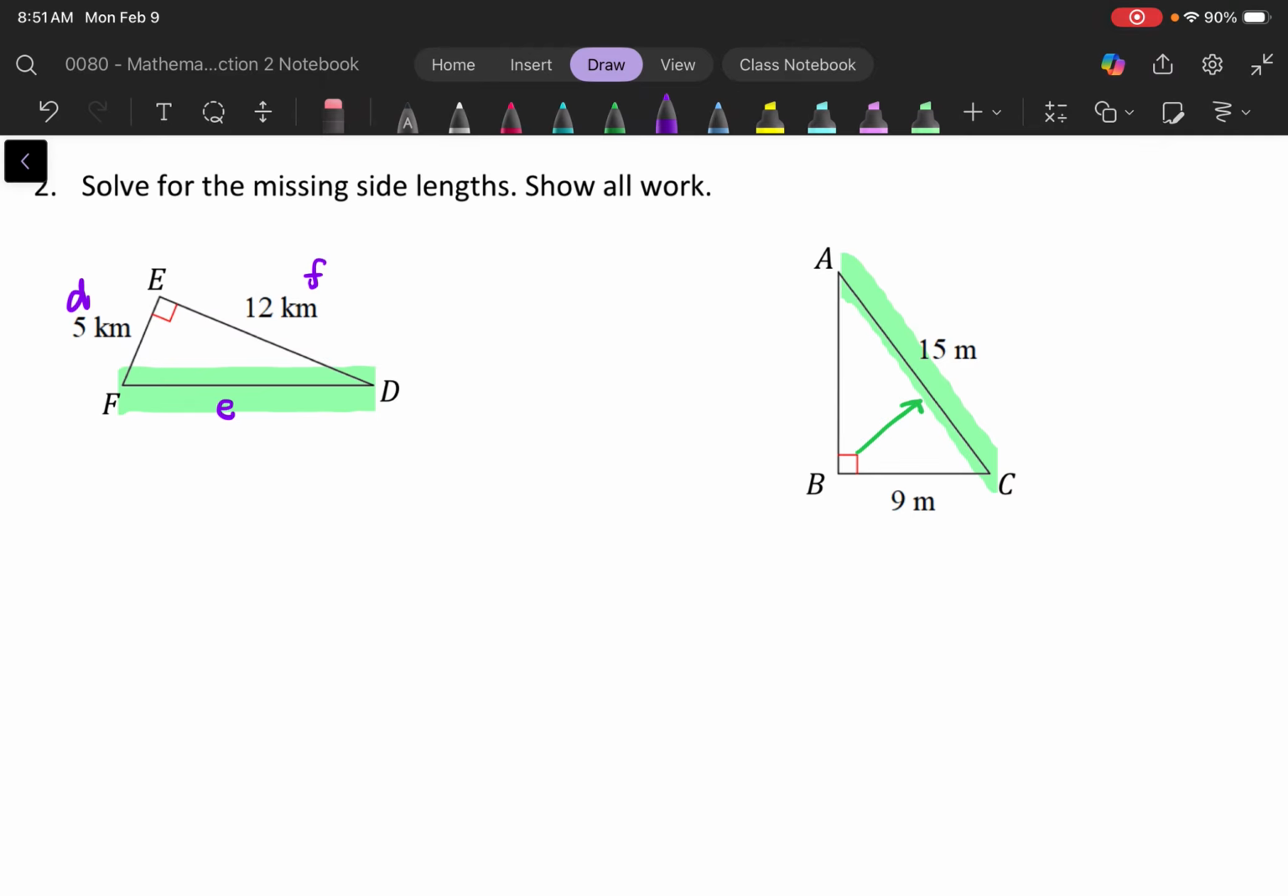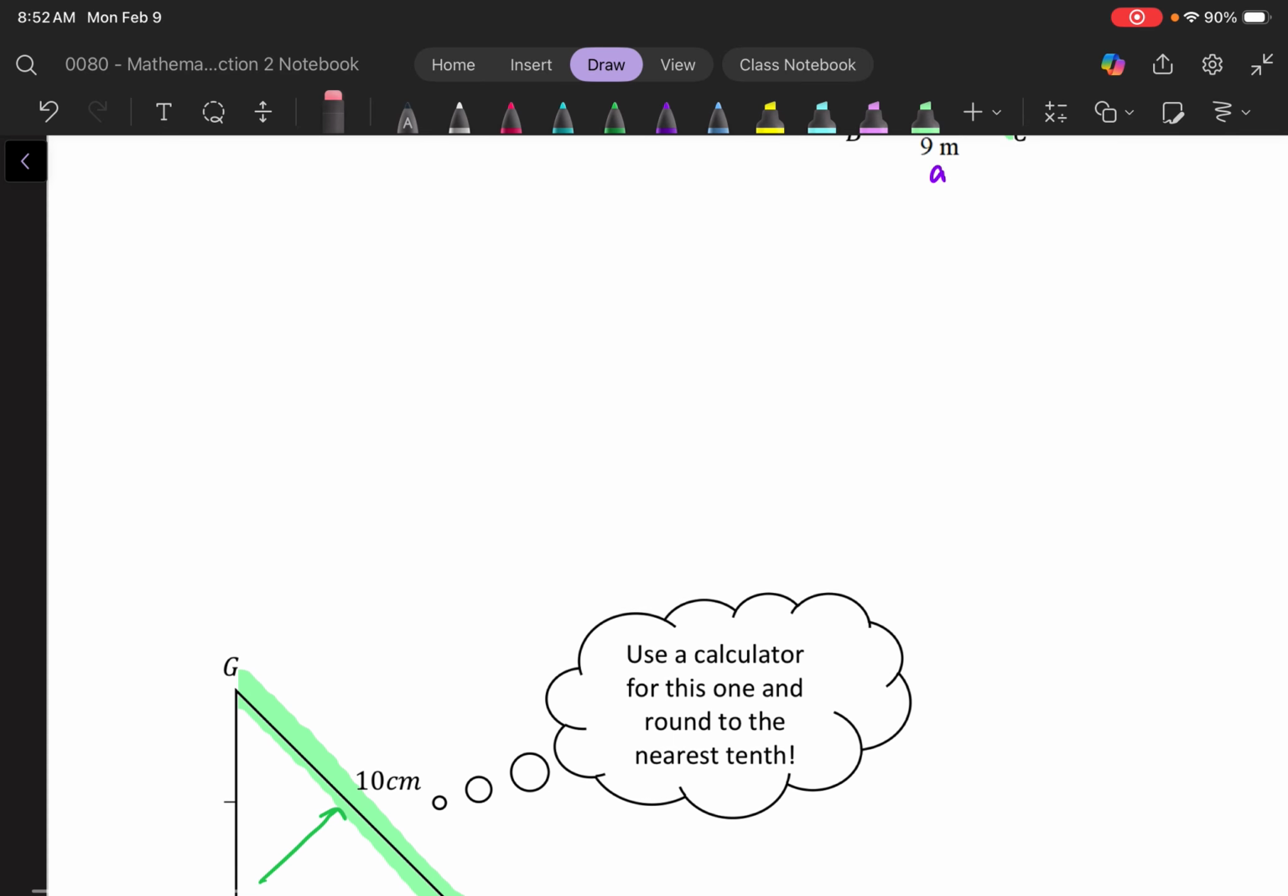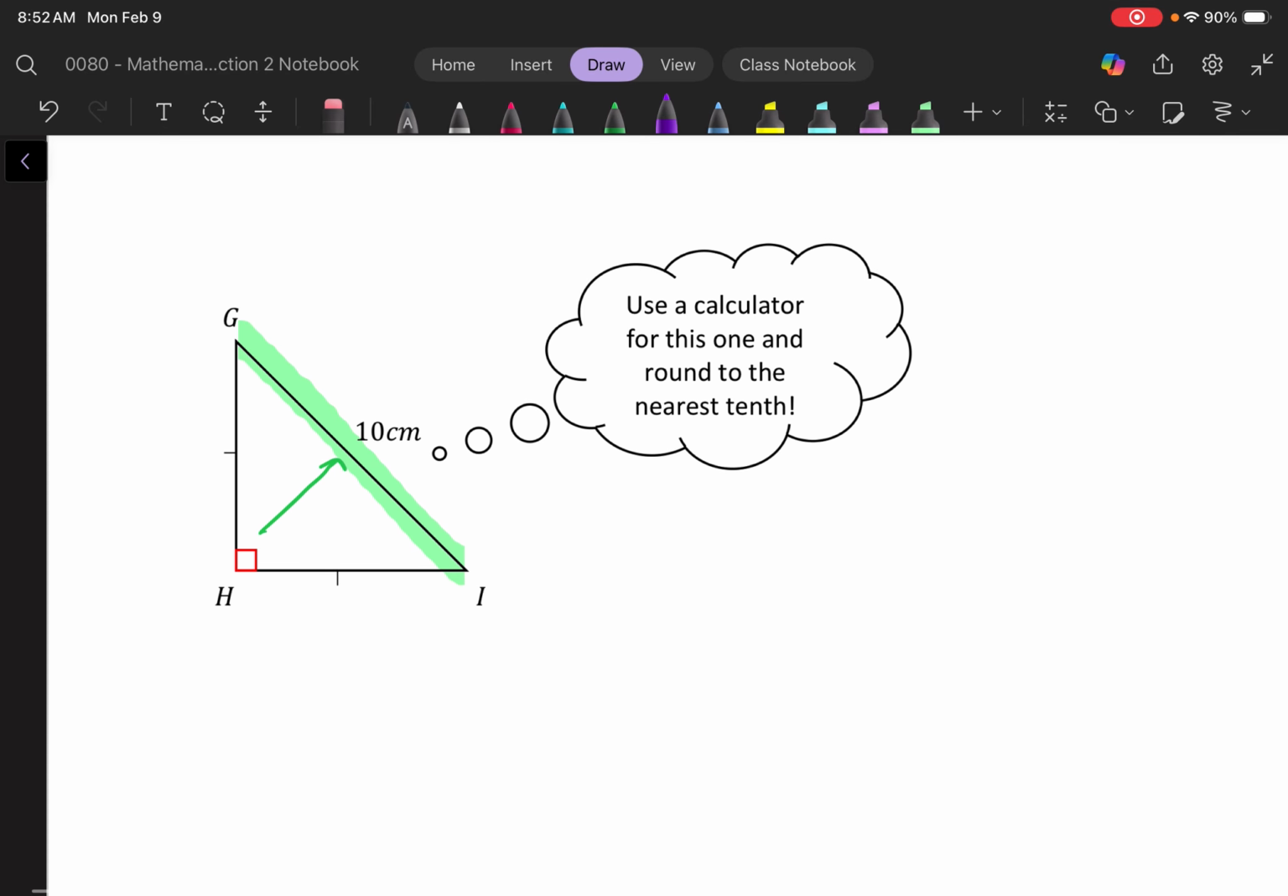Again, for the next triangle, the side opposite angle A will be little a. The side opposite angle B will be little b. The side opposite angle C will be little c. And last but not least, the side opposite angle G will be little g. The side opposite angle H will be little h. The side opposite angle I will be little i.